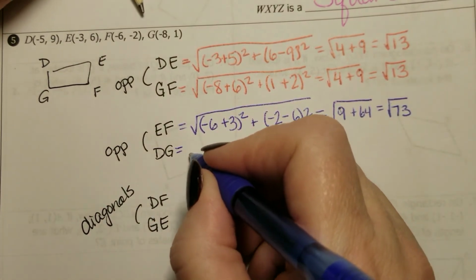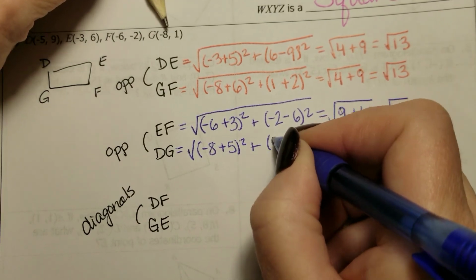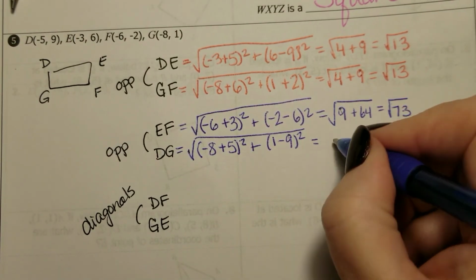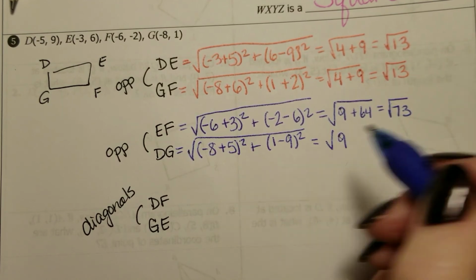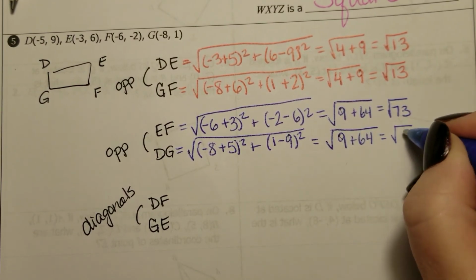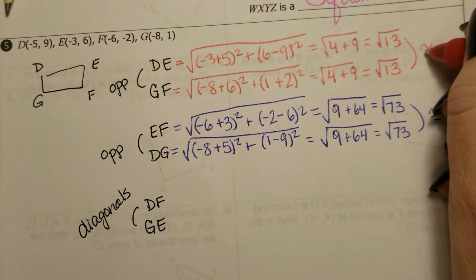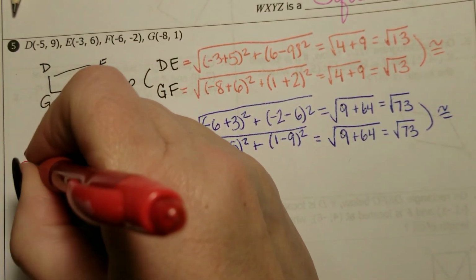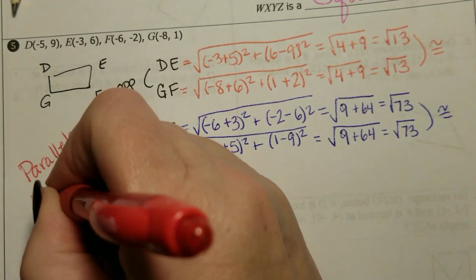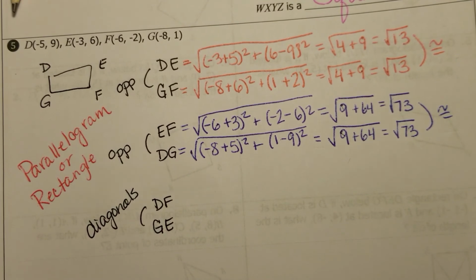So DG, we're going to take the square root of negative 8 minus negative 5 squared plus 1 minus 9 squared. Negative 8 plus 5 gives me negative 3, and negative 3 squared is 9. 1 minus 9 is negative 8. Negative 8 squared is 64. And that will give me the square root of 73. So this one is congruent. Oh, and I should have stated this one is also congruent. So we are going to have a parallelogram. And maybe that parallelogram is a rectangle. So let's find out by finding those diagonals.